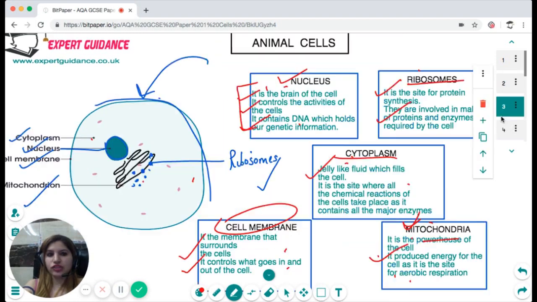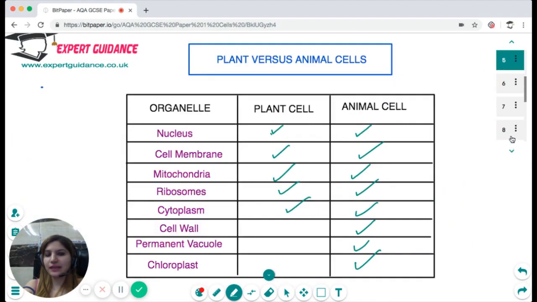Okay, so you should know the difference between an animal cell and a plant cell. So this is a table that summarizes the differences and similarities in both plants and animals. In the exam, they can ask you to give 2 similarities or 2 differences. So you should know both similarities and differences in both of these cells.